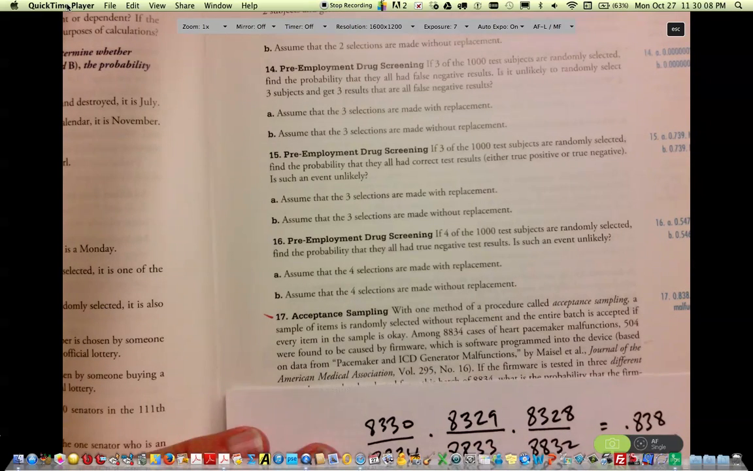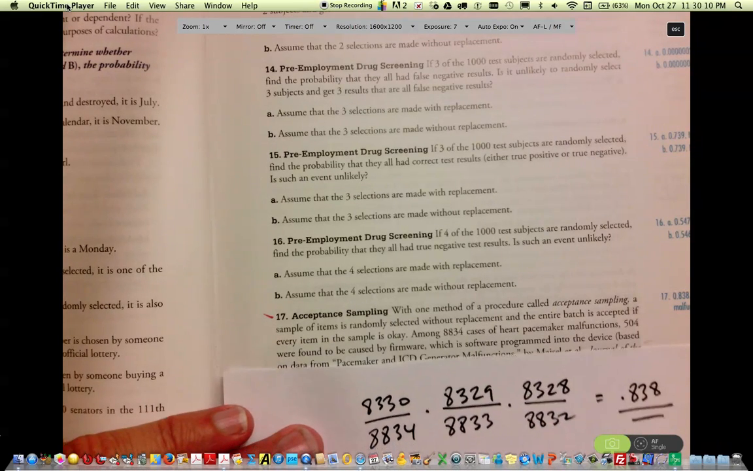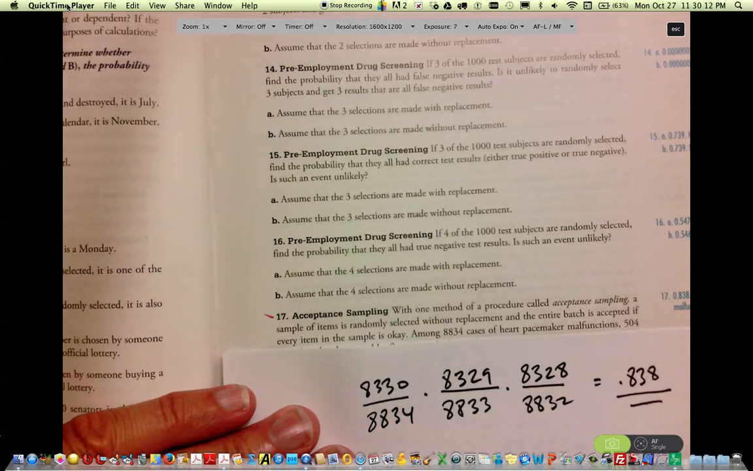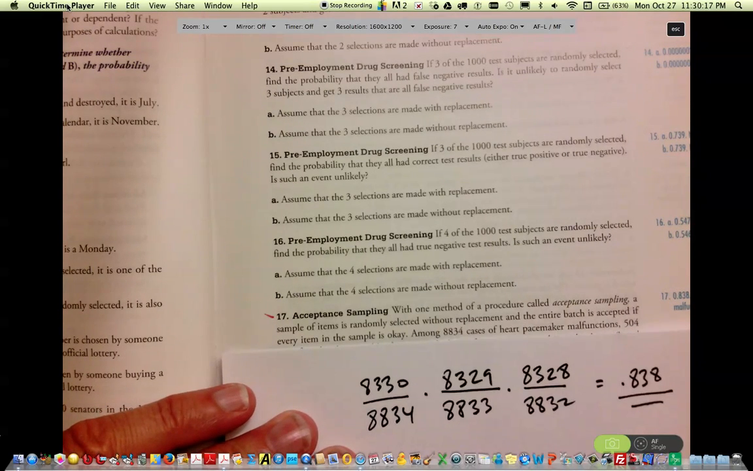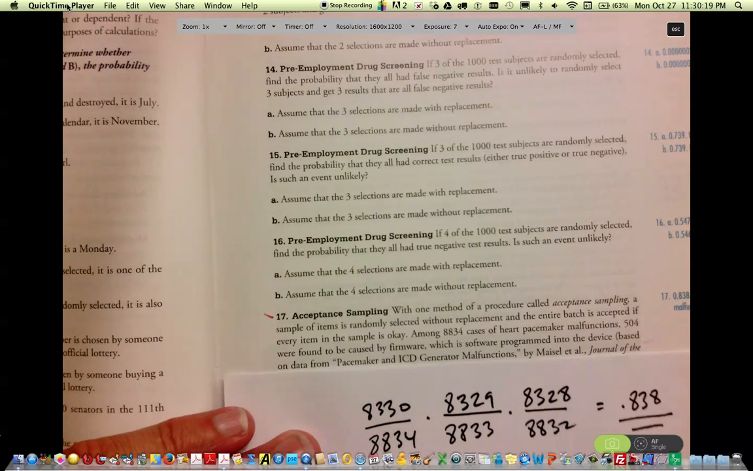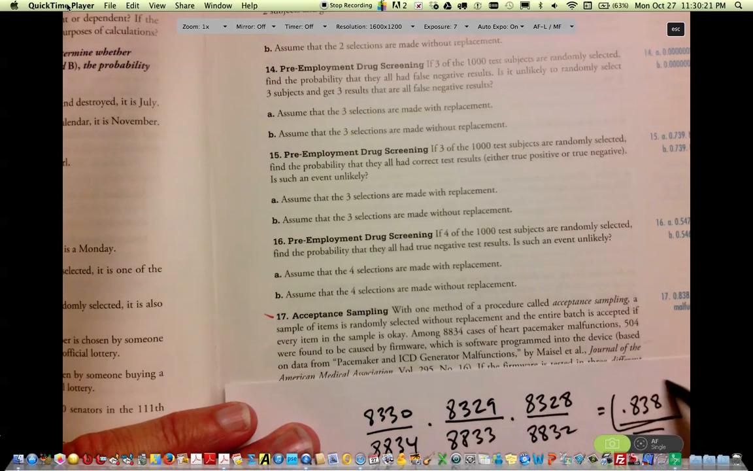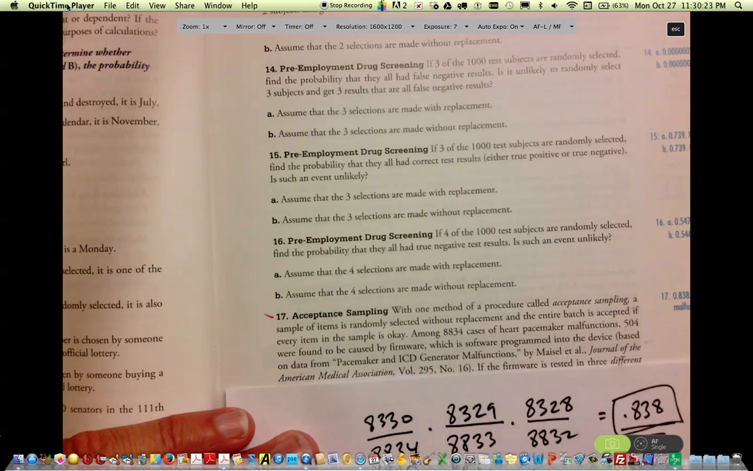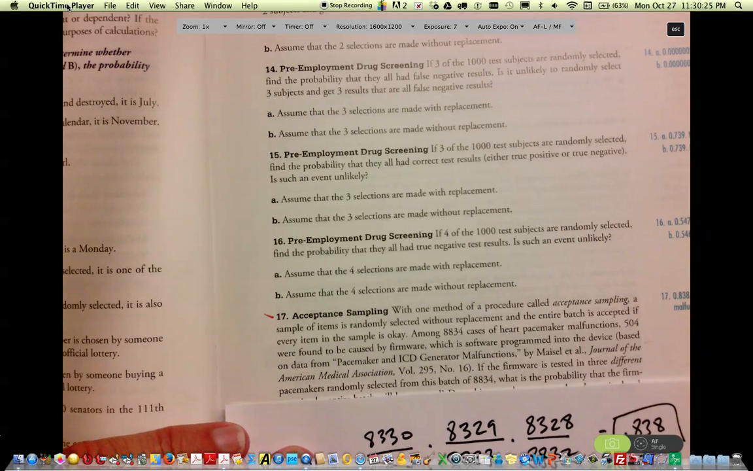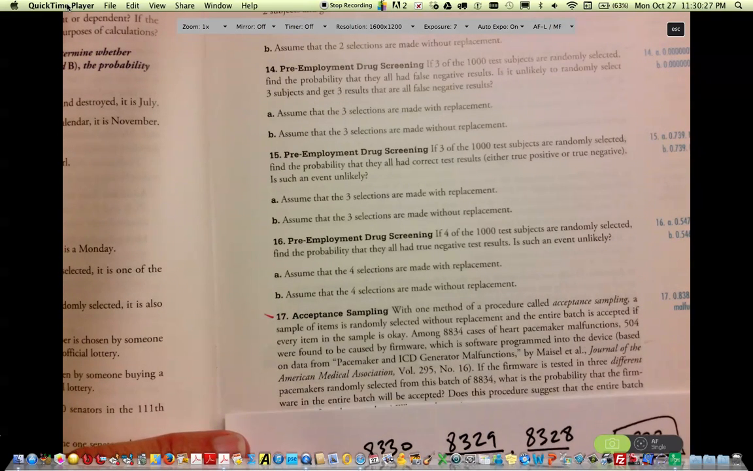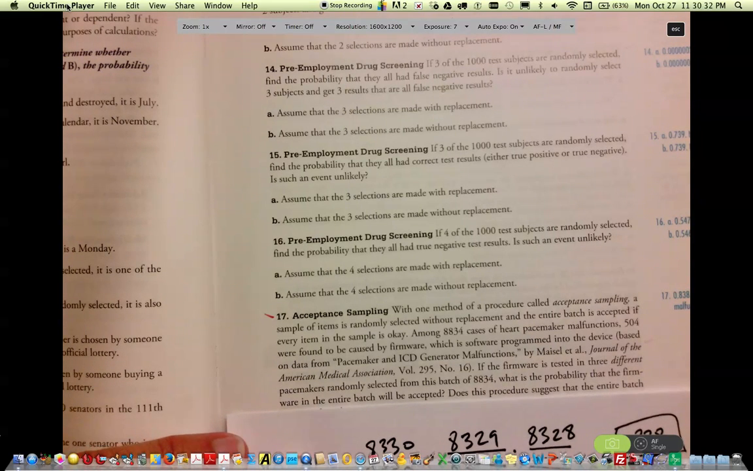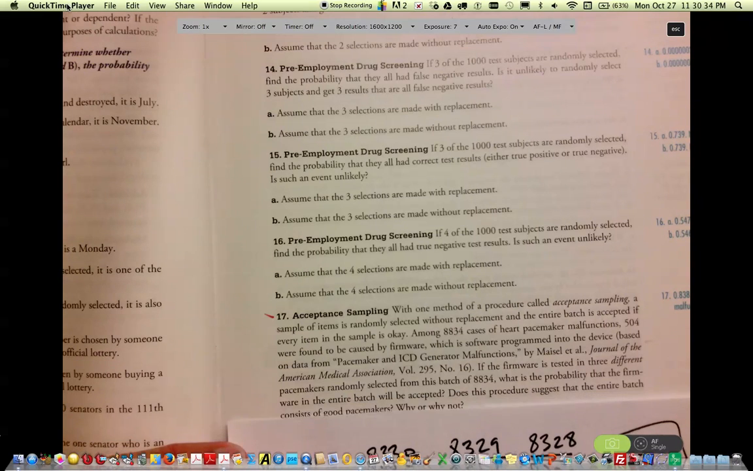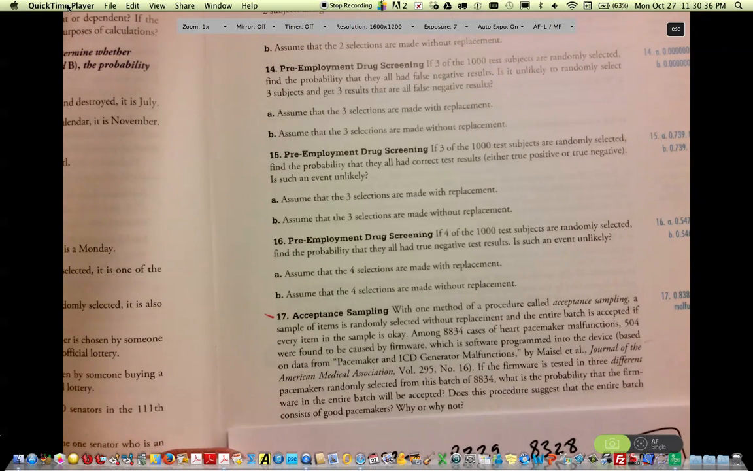So let's go back and think about what this measures. This is the probability that we're going to get 3 good ones from this batch. This batch has 504 bad ones out of 8,834. So that probability, 84% or so, is a fairly high probability. Now we need to be able to interpret it. Does this procedure suggest that the entire batch consists of good pacemakers?